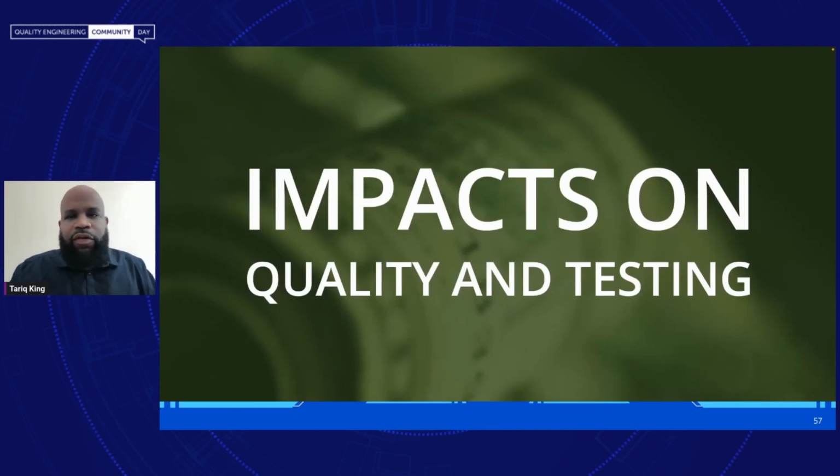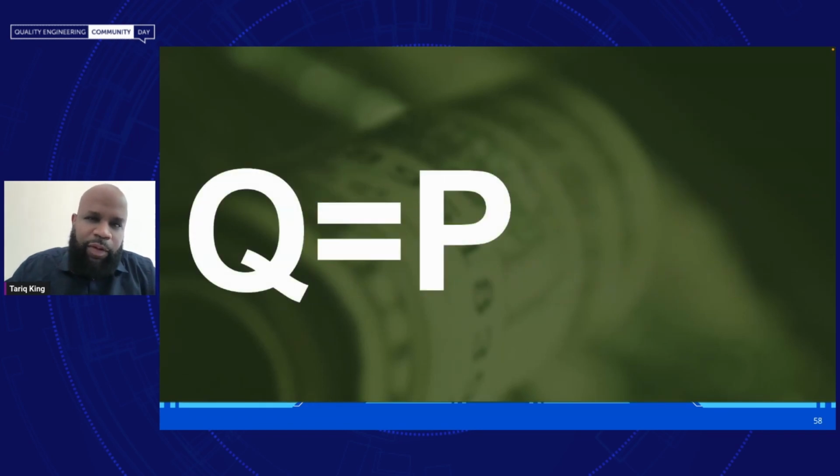All right, so here we are to round it up to quality and testing. And I always like to give this equation and analogy, Q equals P, which has become like a mantra in how I think about software quality and testing, right? Which is that this is an equation where quality equals productivity. And what does that mean?